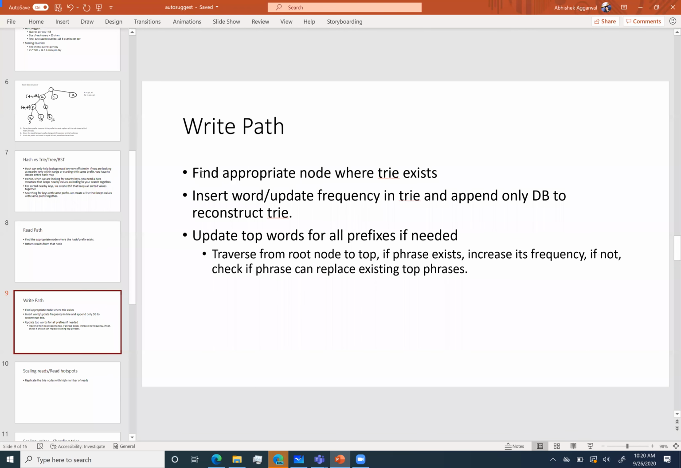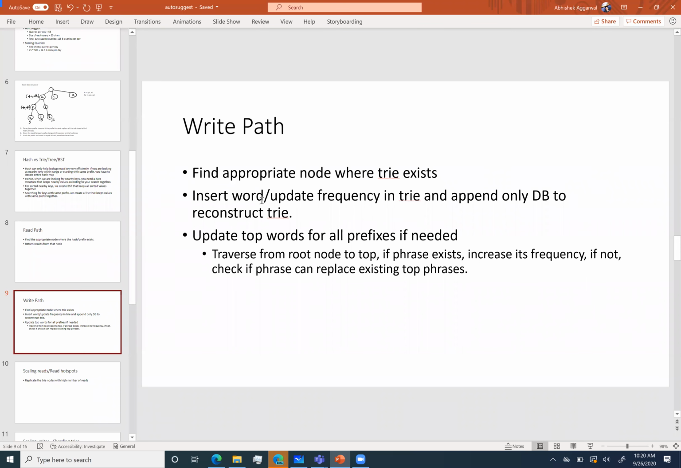For the write path, you have to go to the tries, right? So first you need to find on what node your trie is stored. And we will discuss this, that we might also need to shard the tries. One trie will obviously not fit in one machine. So first you need to find on what node this trie will exist.